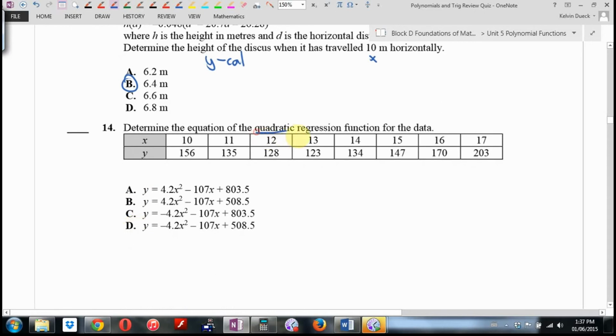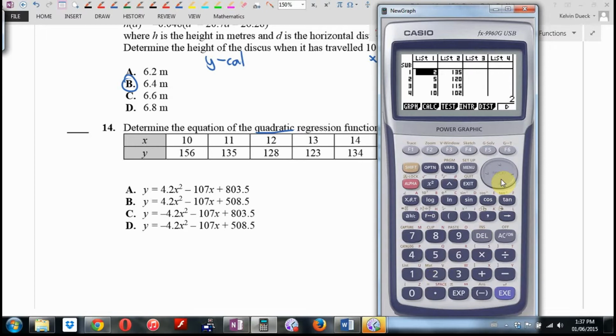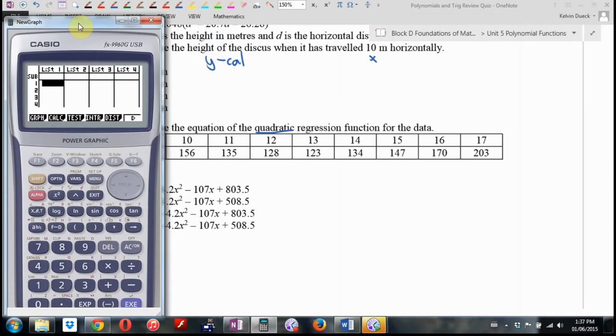Number 14, do a quadratic regression. Okay. Menu, stat, delete all, delete all. Okay. So 10, 11, 12, 13, 14, 15, 16, 17, 156, 135, 128, 123, 134, 147, 170, 203.